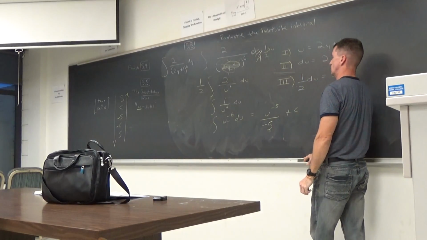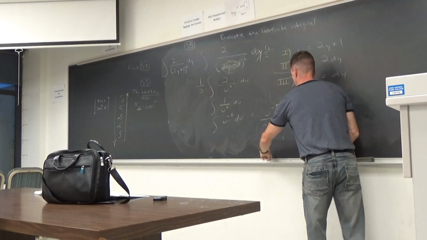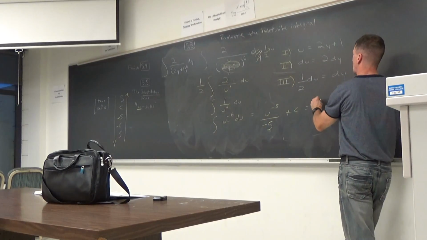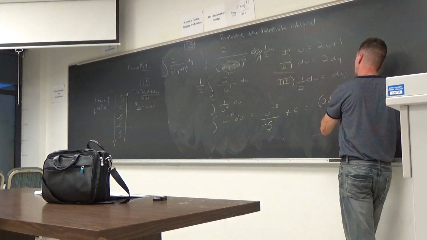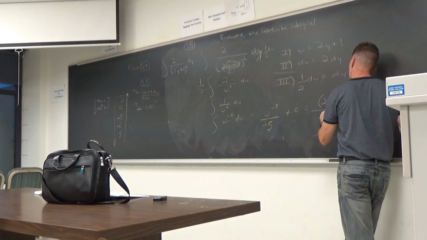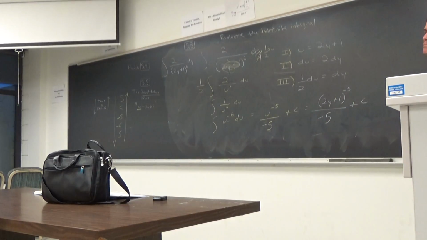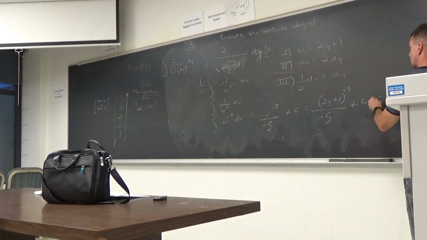Now, what was u? 2y + 1. So u was 2y + 1, so I'll put my parentheses back, to a -5 over -5 plus c. You might prefer to write this in this manner. When you write final answers, it's not the best idea to leave negative exponents in your final answer. It's good to write your final answer with positive exponents. So how can I write that?